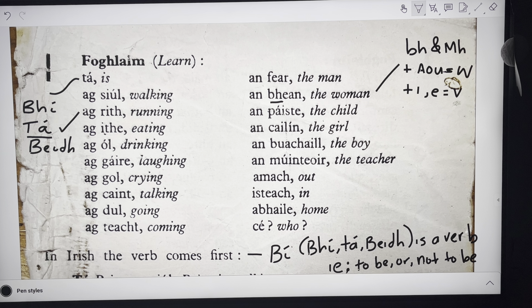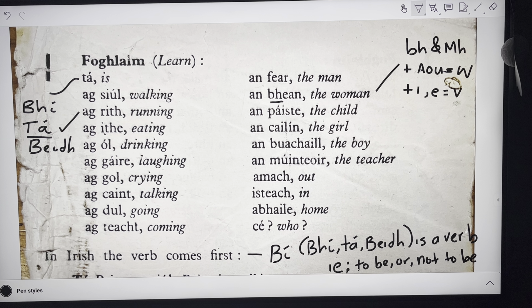And cailín, the girl. And buachaill, but in Ulster you can also hear gasúr. And múinteoir, the teacher. Amach, out. Then we'll have isteach, in. Abhaile. Now I know in other dialects that's abhaile, but where I'm from, abhaile. Next we have cé, who.